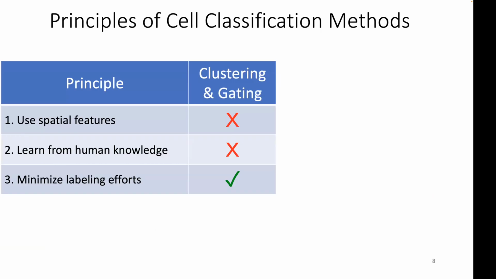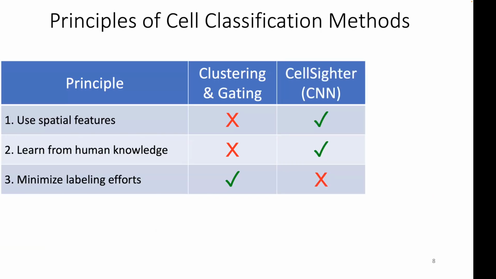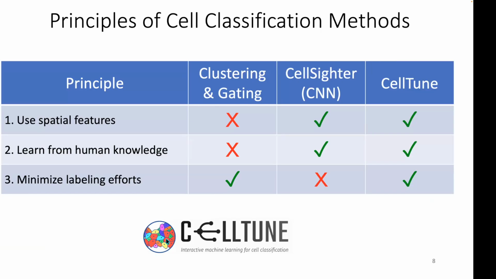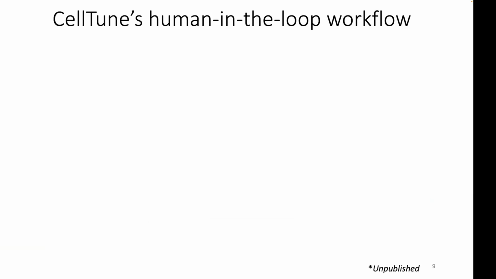The principles that really guided us were, as I said, to use the spatial features to be able to learn from human knowledge and to minimize the labeling efforts. Clustering and gating in theory would only minimize the labeling, and the supervised CNN did not minimize the labeling, but it allowed us to learn from what we labeled and from the images. The goal for CellTune was to be able to do all three.